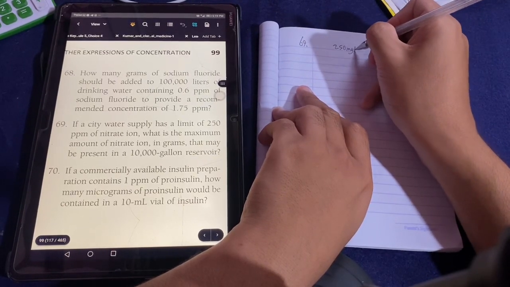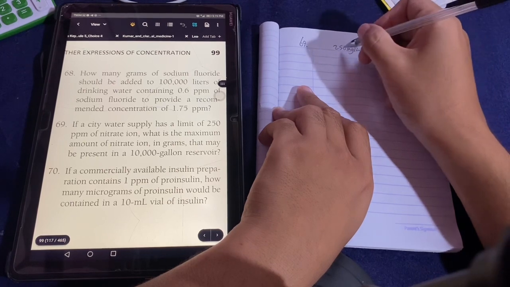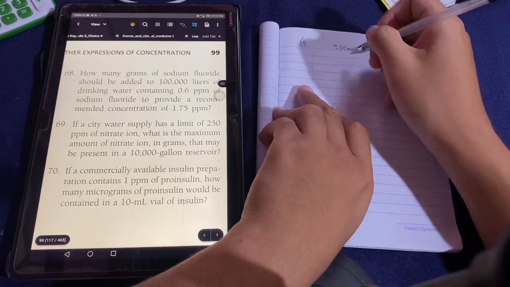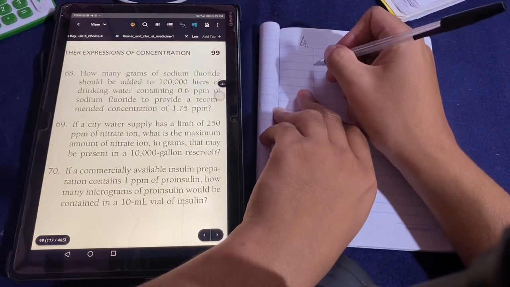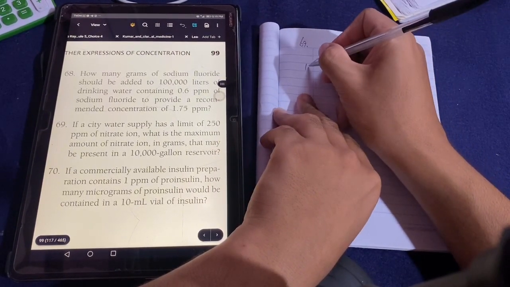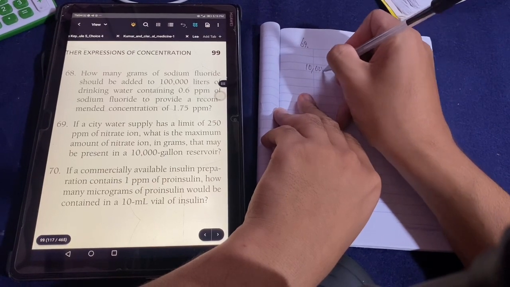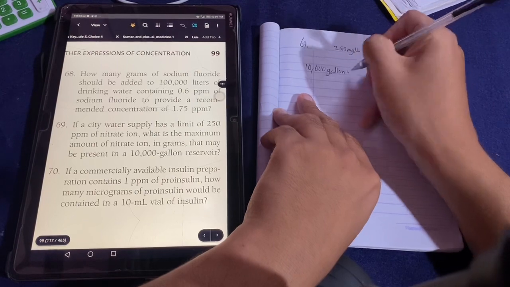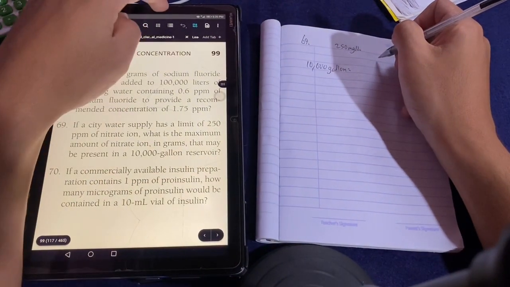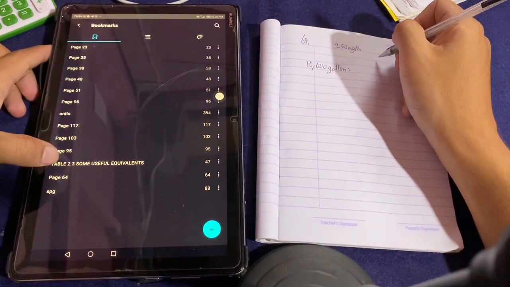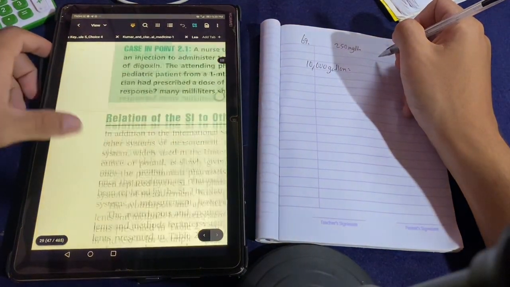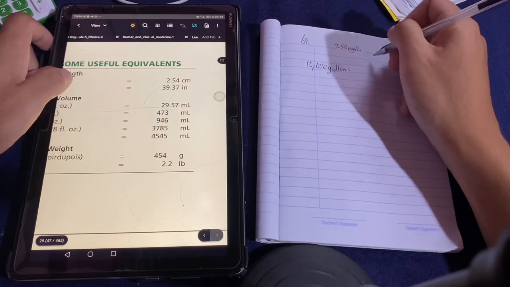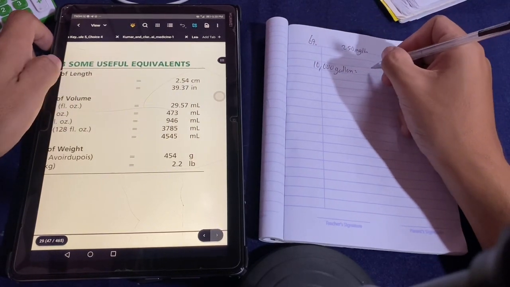milligrams per liter. ppm and milligrams per liter are equivalent. Then the gallon, we want to convert into liters. So 10,000 gallons is equivalent to how much? So let's go to this table, which is useful equivalents. So 1 US gallon is equal to how many ml?